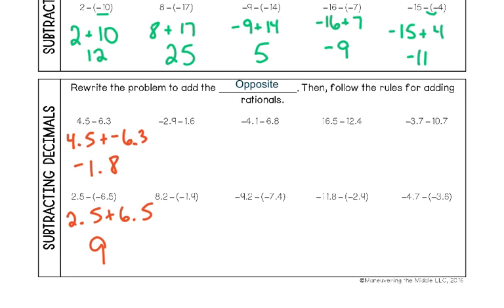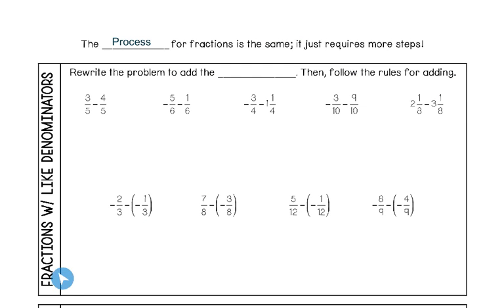So again, we'll be able to go over the rest of these. I want you to try this section by yourself, but I'm not going to go through any more of these in this video. Now we're going to look at subtracting fractions with like denominators. The process for fractions is the same. It just requires a couple more steps. So I'm going to do 2 practice problems for you, just like the last set. If you want to try all of these by yourself first and then check along with me, you can, but I'm only going to go over these 2 in the video and then the rest in class.